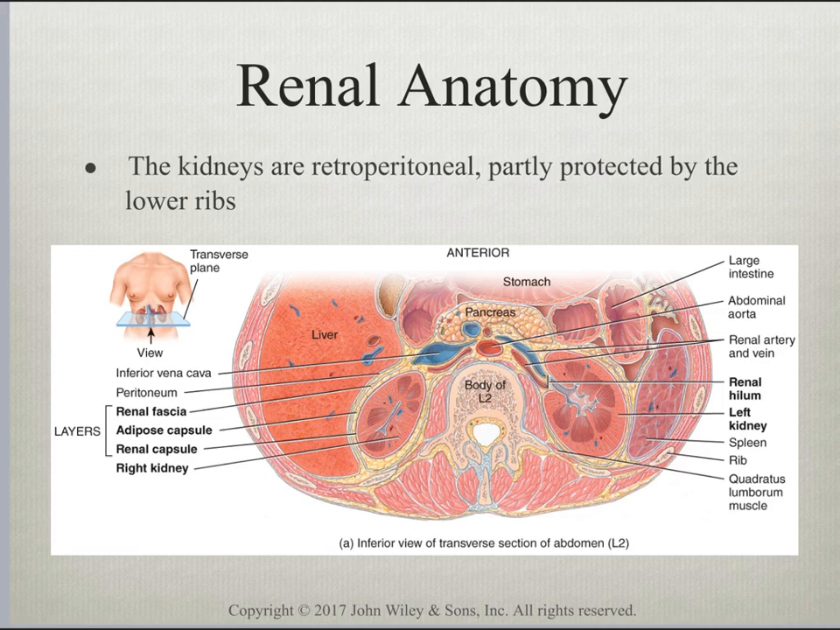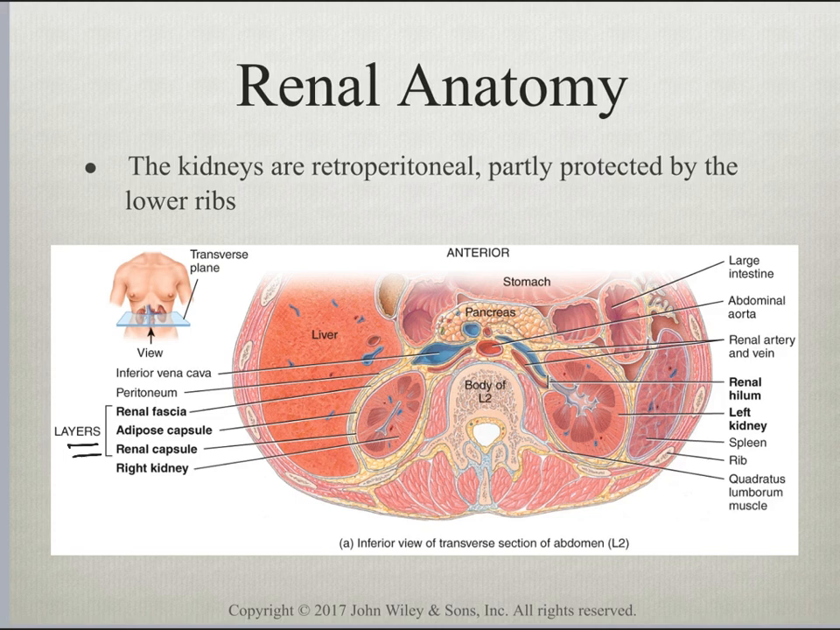If you look on the left-hand side over here, we have our different layers. We go from superficial. We'll look at this again in its own slide. But we have our renal fascia, which is a grouping of collagen fibers of fibrous connective tissue, anchoring these kidneys in place, kind of like Spider-Man came by and shot a web and stuck these to the back of your body.